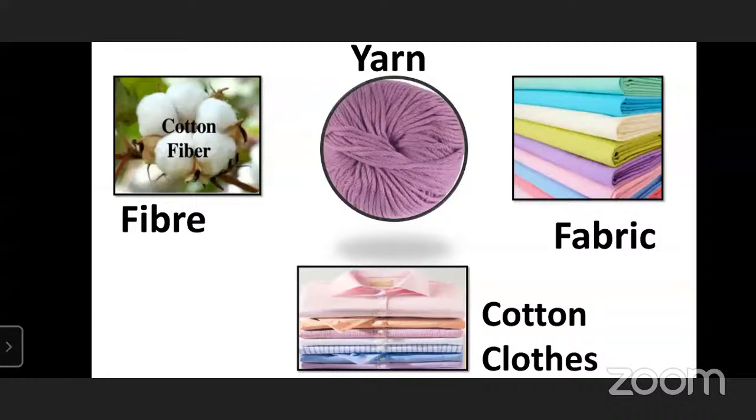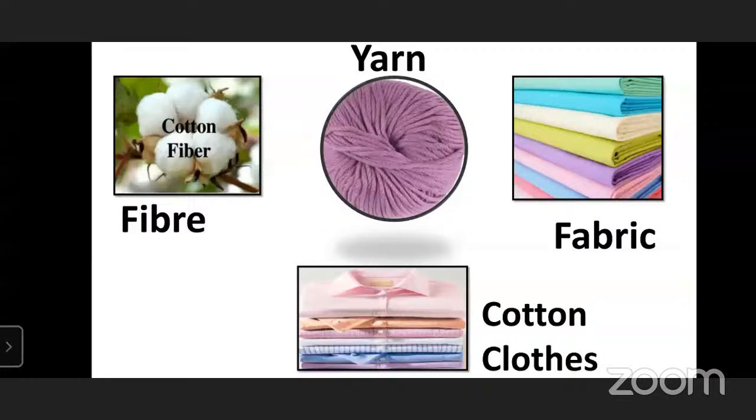Okay, now we know when we'll get the fabric. We know that from fiber we get yarn, and from the yarn we get the fabric. So from yarn to fabric there is a process of weaving. After weaving, we will get the fabric. So there are methods to weave cloth.